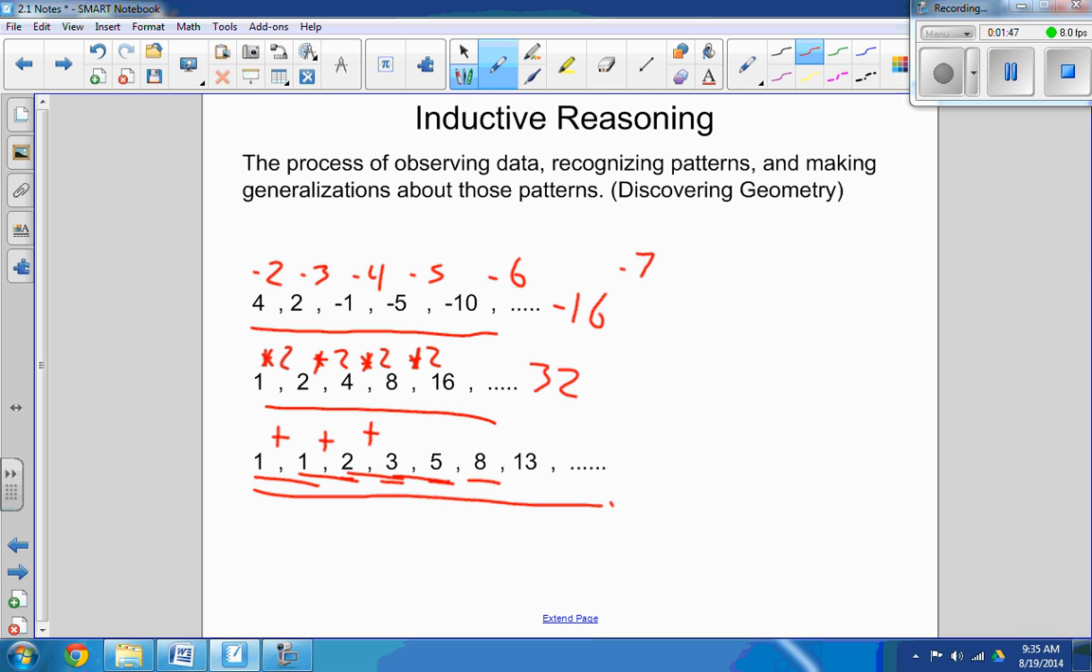8, the sum of 3 and 5. 13, the sum of 5 and 8. So the next number is the sum of 8 and 13, which would be 21. And the next number would be the sum of 13 and 21, and so forth.